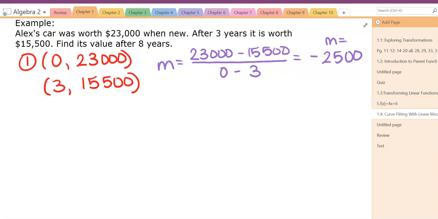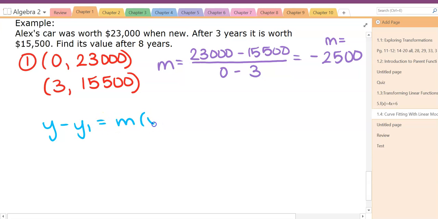Now we've got to write our equation. You're going to do your y minus y1 equals m times x minus x1. Take a minute and plug in your point. Pick one of the coordinates. It doesn't matter which one. Plug that in for the x1, y1. Plug in your slope and try to write your equation for this problem.